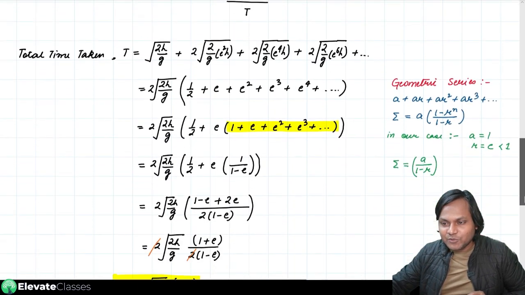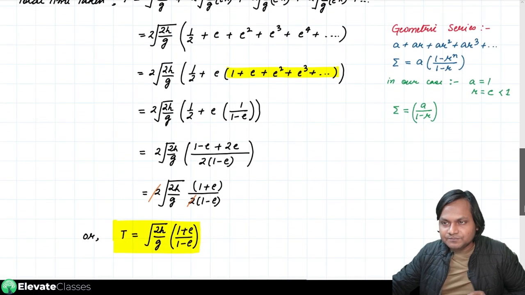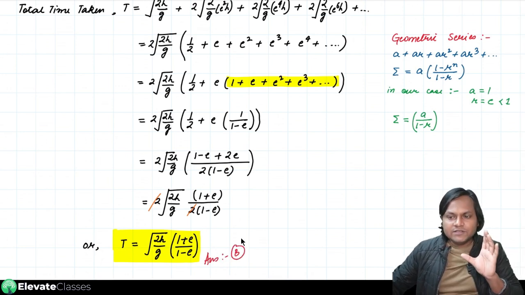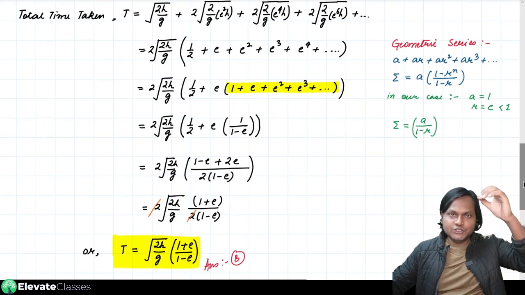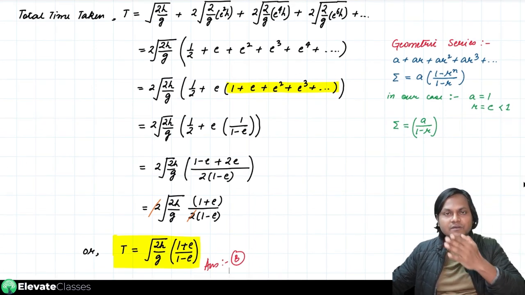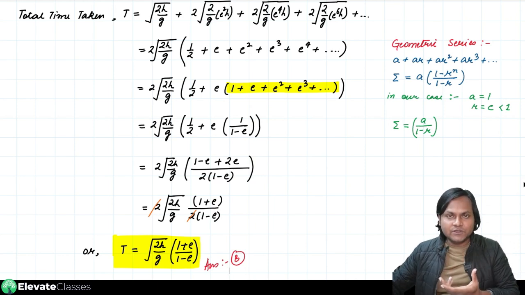All right. So we have obtained this. The option number B is the correct answer. The answer is option number B. So this is a very general expression that I've obtained for a ball that is dropped from a particular height H, and then it experiences repeated bounces for a long time. Then what is the time period it takes for the ball to finally come to rest?